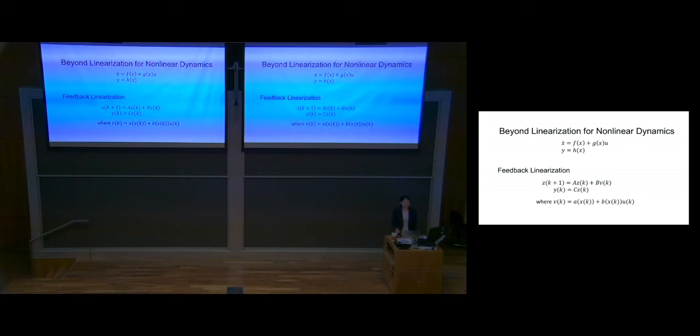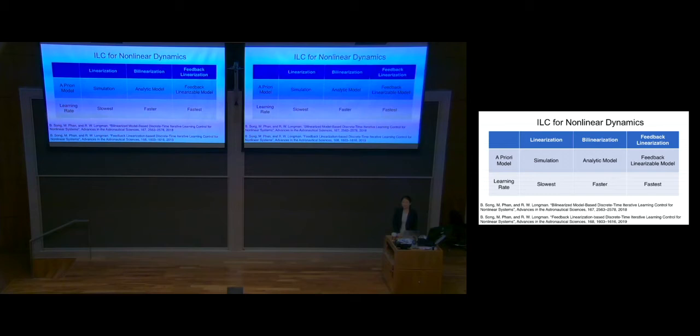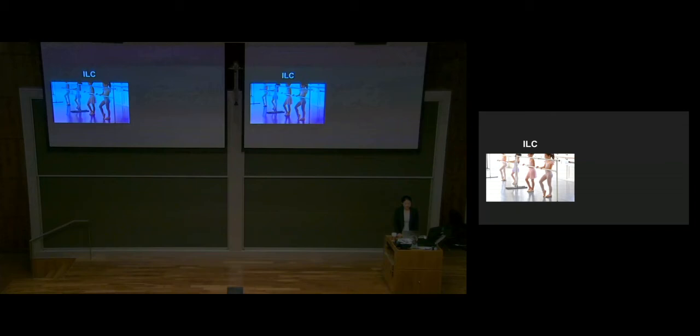So when we compare these three methods for ILC, if we have more information from our model, we could come up with better ILC algorithms and make it learn faster. Generally speaking, a linearization-based ILC plus a circulant filter would be the implementation in practice for a general system. Depending on how much information we have about the nonlinear dynamics at the beginning, we could choose different ILC algorithms.